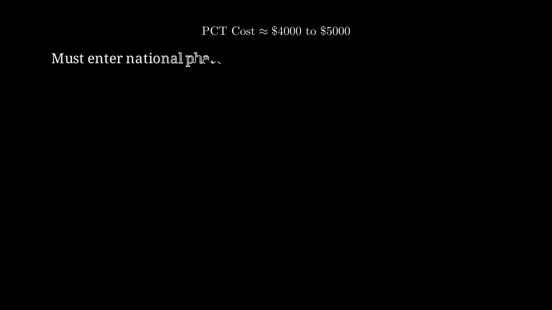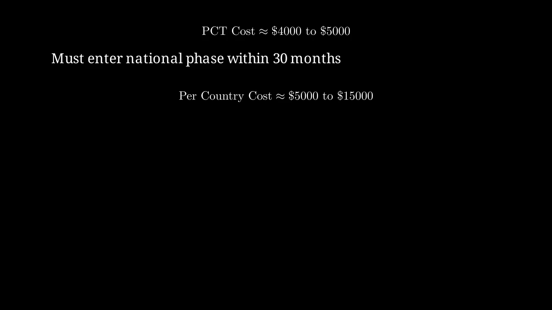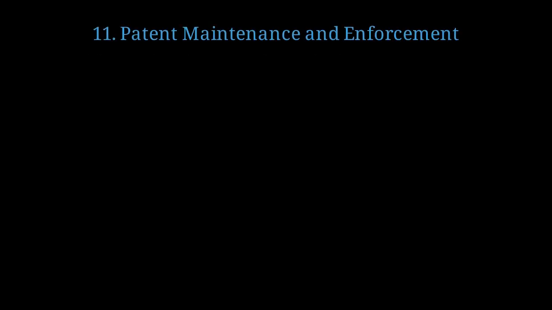You must enter the national phase in specific countries within 30 months of your priority date, requiring additional fees and translations. Each country where you seek protection costs an additional $5,000 to $15,000 for translation, filing, and prosecution. After grant, patents require maintenance and potential enforcement against infringers.